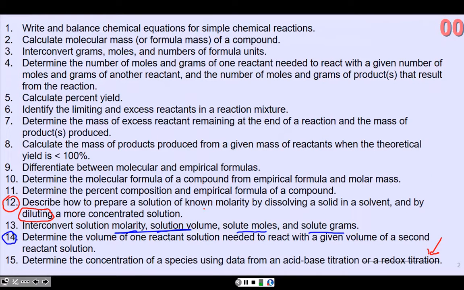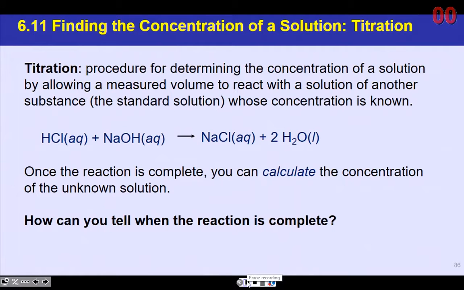Okay, for the last portion of Chapter 6, we need to look at some more parts from learning objectives at the bottom of the very long list. We're going to look at how we can determine concentration of a species using data from what we call acid-base titrations. There are other examples that are not acid-base examples, but these are the simplest ones that we'll start with for now. To begin with, we need to explain what in the world is a titration.